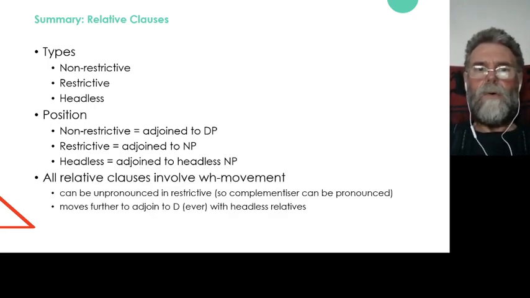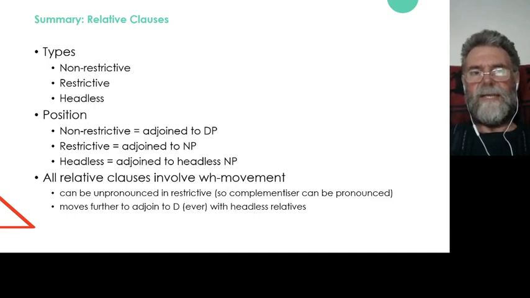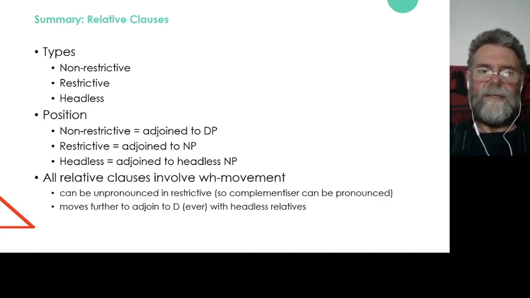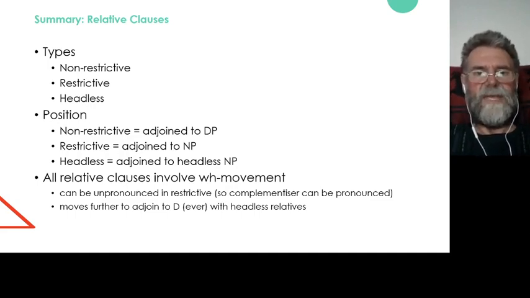Finally, all relative clauses that we've looked at here involve WH movement. Every single one of them, even when you don't see a WH phrase in it. They all have, in that case, entirely equivalent internal syntaxes. They differ in terms of their positions, but internally they're identical. They're all WH clauses involving the movement of a WH phrase from somewhere in the IP into the specifier of the CP.